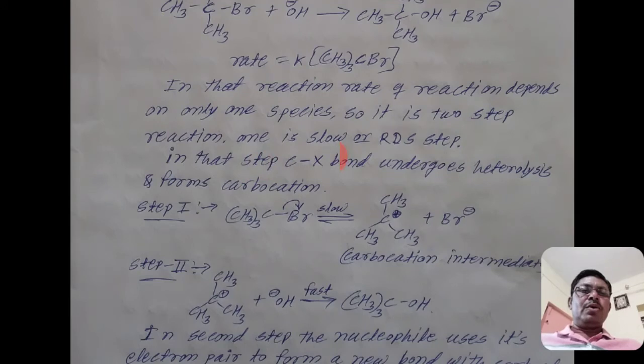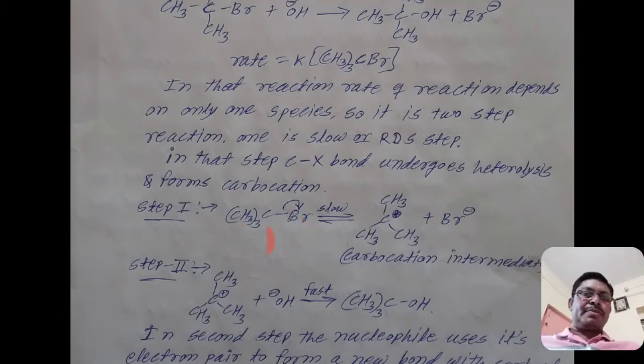One is the slow or RDS step. RDS means rate determining step, so it is a slow step. In that step the C-X bond, that is the carbon halogen bond, undergoes heterolysis and forms a carbocation. There is a two-step reaction mechanism.